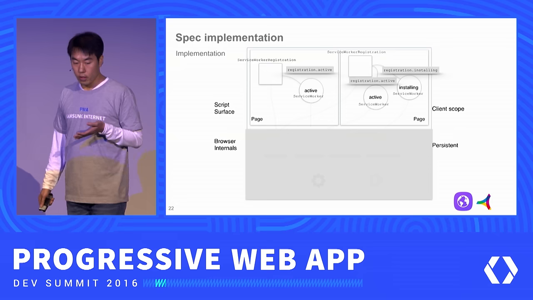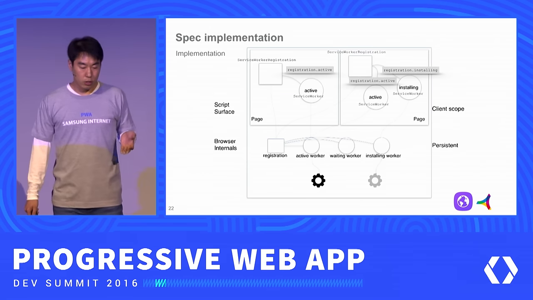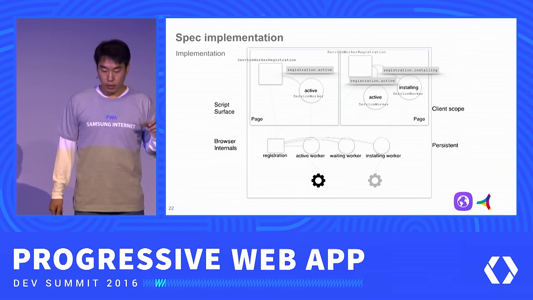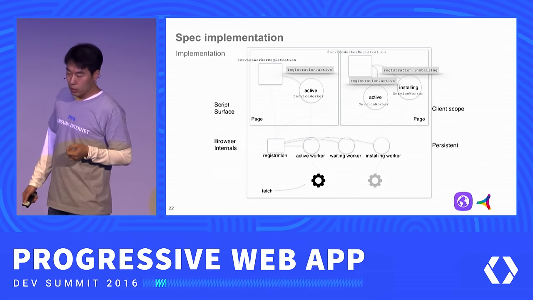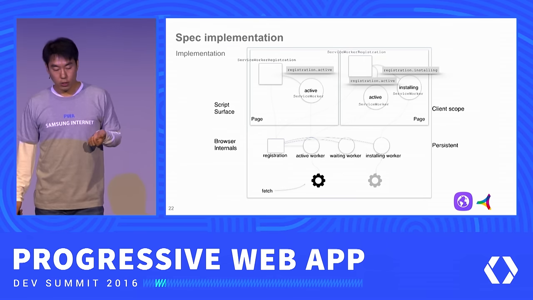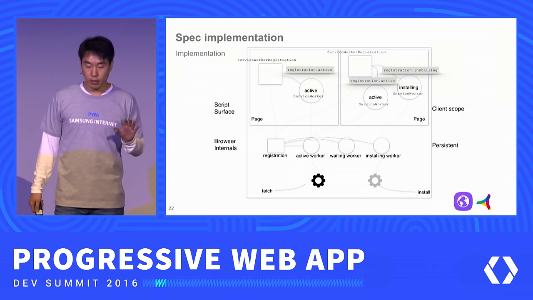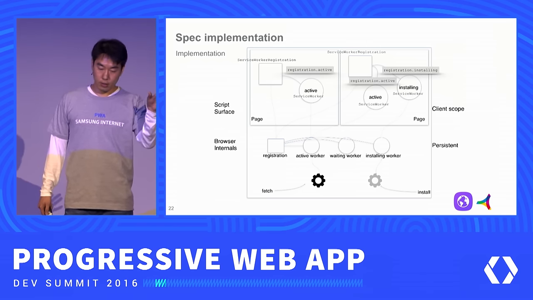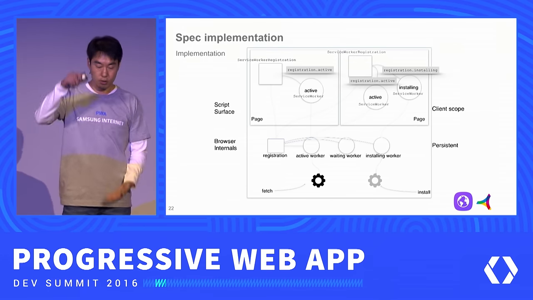But there are underlying browser internal implementations, which implement those internal concepts that I explained in the previous slide. So it all matches those states. And whenever some event is triggered within the browser, an actual independent thread is working, and then the event is dispatched. And those threads can be accessed by the script surface. So this is a big picture of the whole stack.